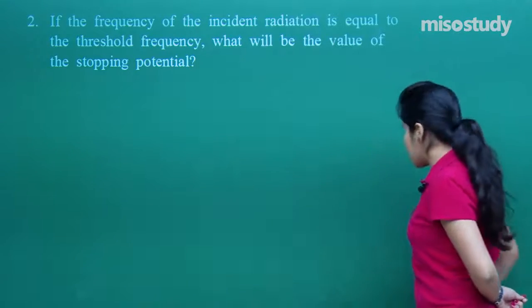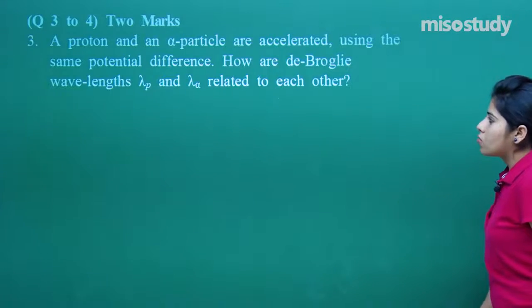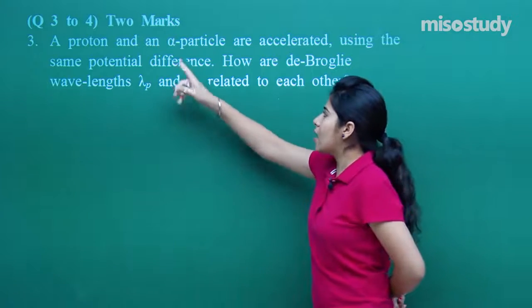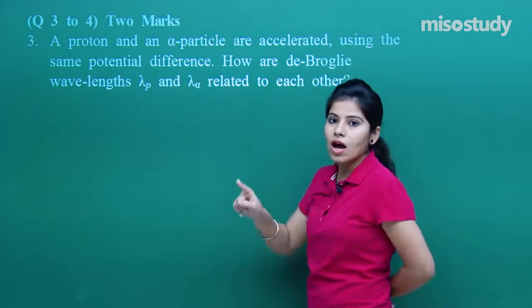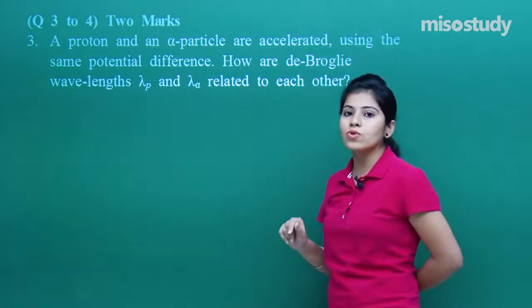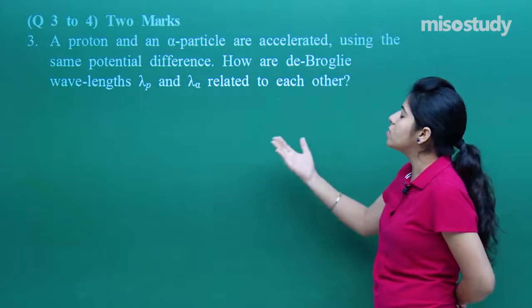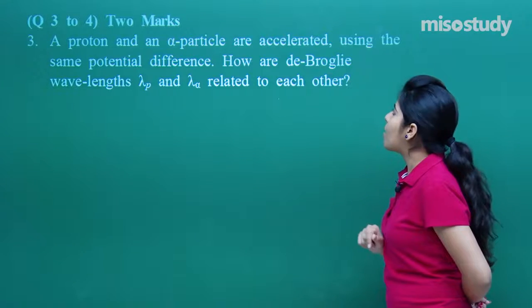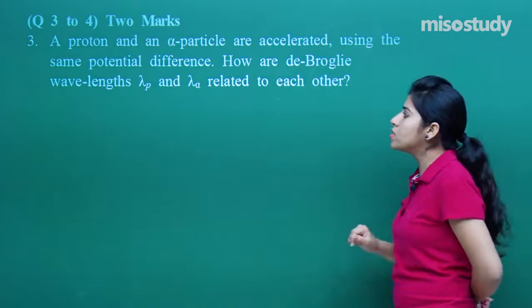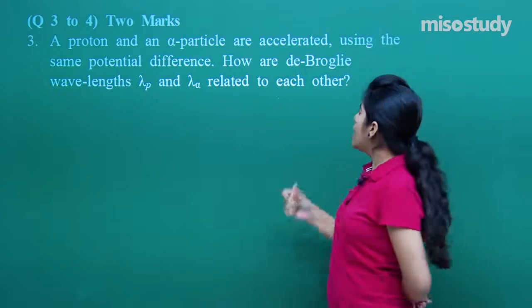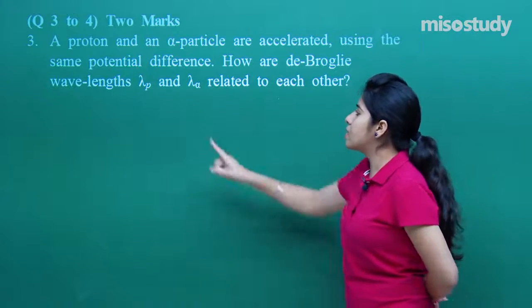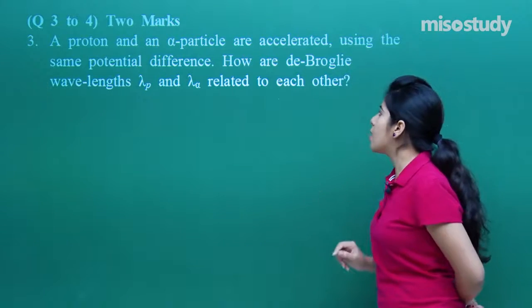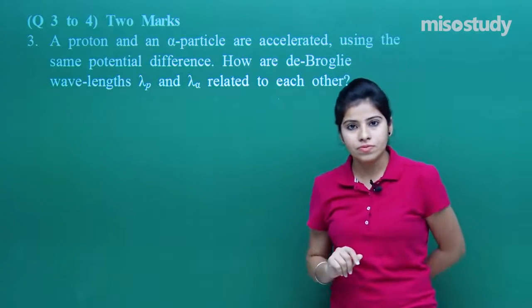Let us see the third question. Now this question instructs us that 3 to 4 questions are of 2 marks. There are 2 marks kind of question. A proton and an alpha particle are accelerated using the same potential difference. How are the de Broglie wavelengths lambda p and lambda alpha related to each other?